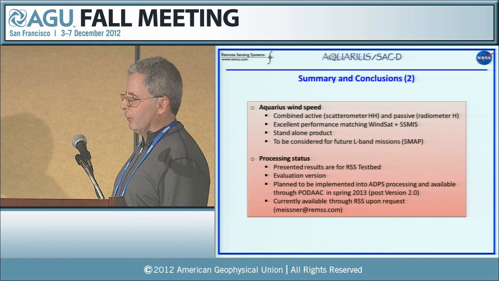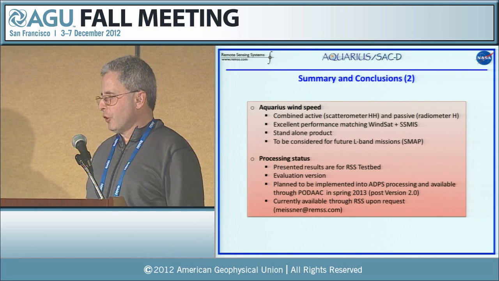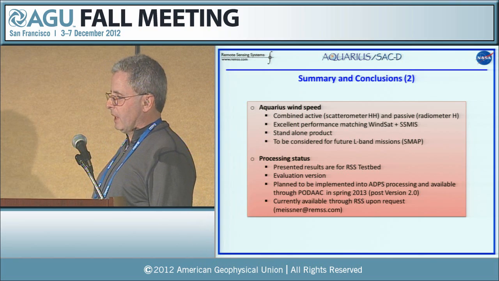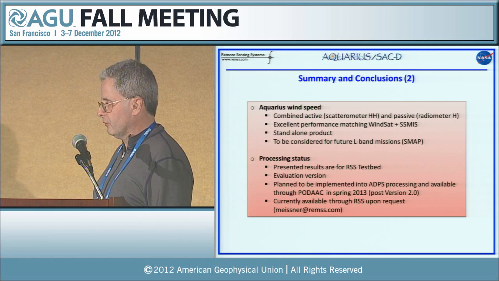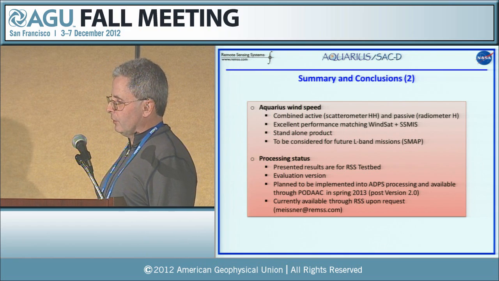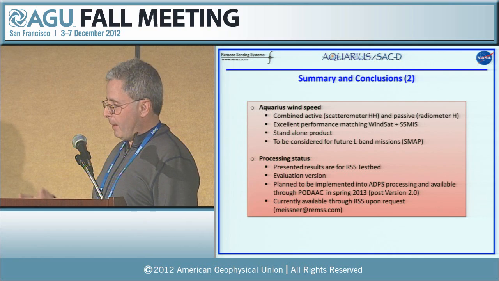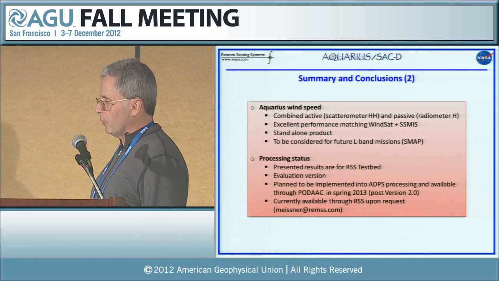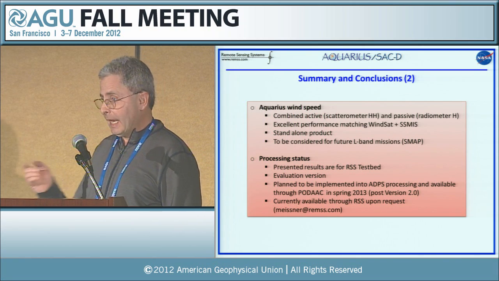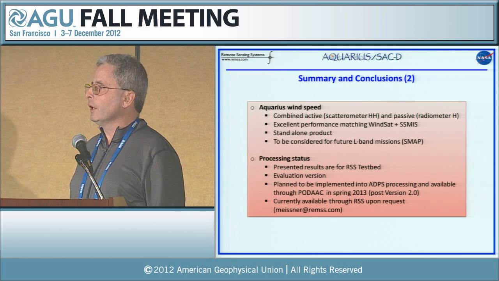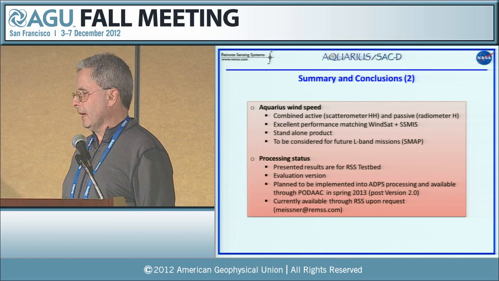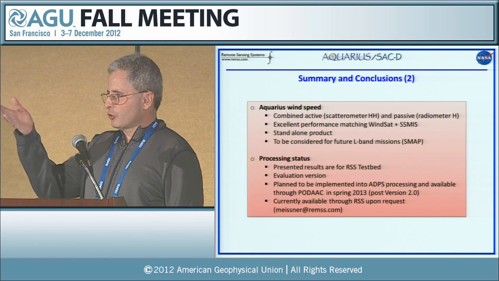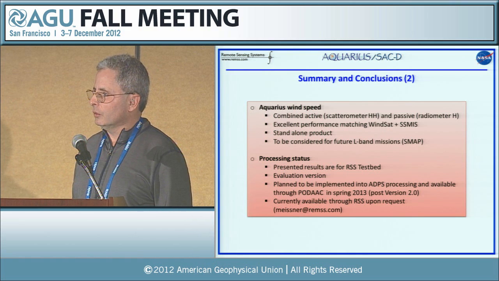The processing status: that version which I just showed you is going to be released in spring, sometime in spring 2013. It's post version 2.0 because we still have to work with ADPS to get all the code updates to them. You can, however, have that, it's available through Remote Sensing Systems, and if you contact me, we can make the data available. Finally, I want to mention also that it also includes results from the microwave radiometer, which is used for making rain flagging and rain correction. And Joel Scott is giving a poster on that, I think, tomorrow.